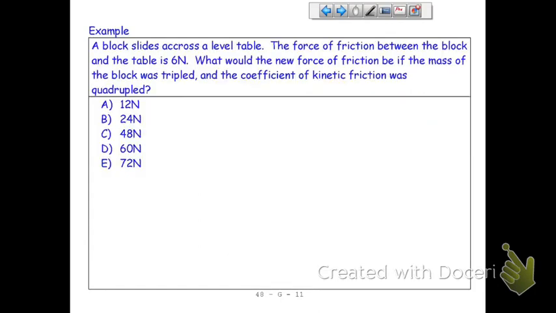And then this next one is a so-called ratio problem. Another skill that I think is really useful. So this says a block slides across a level table. The force of friction between the block and the table is 6 newtons.